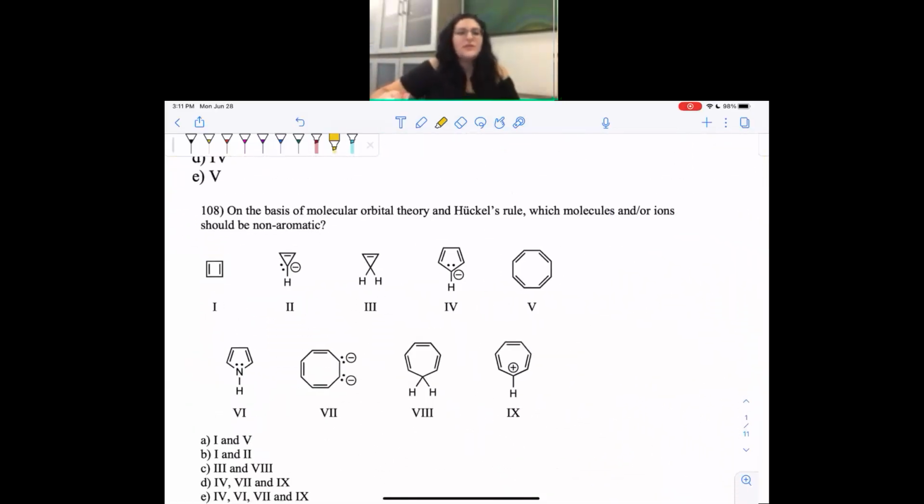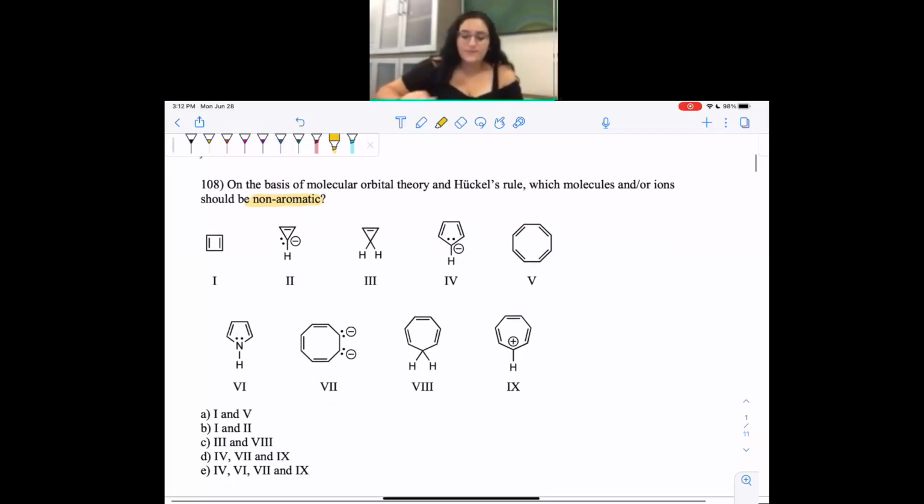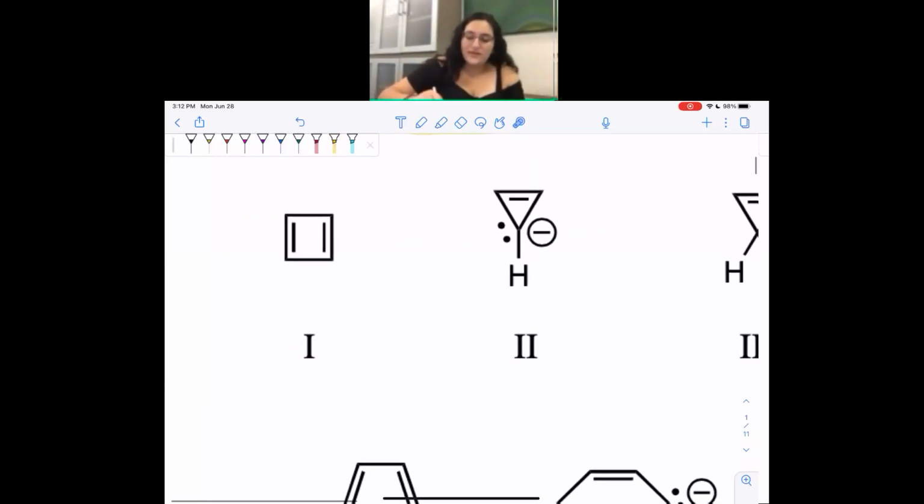All right, so this is one of the ones where it's really wordy for no reason. So based on blah, blah, blah, non-aromatic. So remember, in order to be non-aromatic, you're just looking for something that breaks a rule. We already did this guy in the example before. We know that he's cyclic planar, fully conjugated, 4 pi electrons, so it's anti-aromatic.